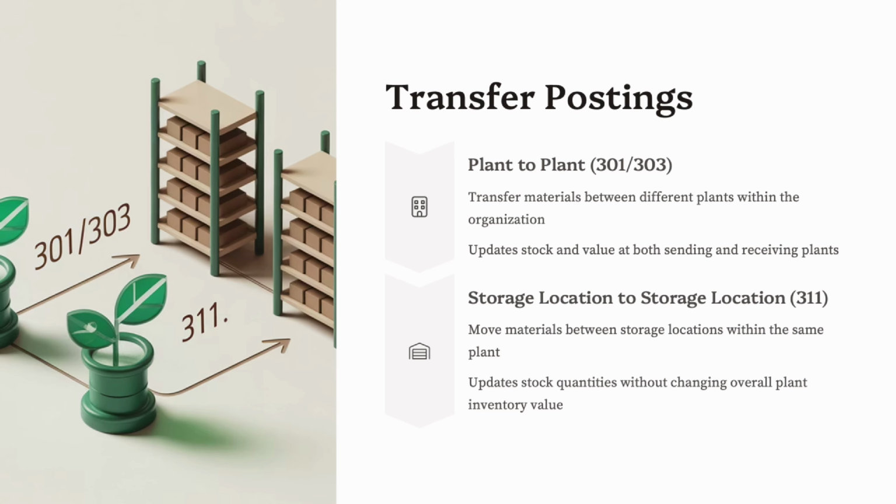5.4.2 Project Stock. 961: Project stock receipt. Moves unrestricted stock into project stock. 962: Project stock issue. Moves from project stock back to unrestricted.